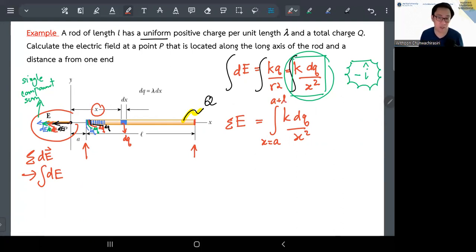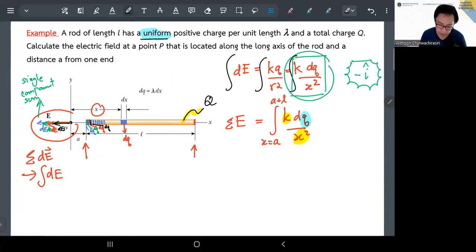The reason I say almost done is because you cannot do much right now, because the function that you want to integrate is k over x squared, but the variable that you have in here is q. They are not the same. When you do the integral, the function of integration and the integrating variable must be the same. So how can you turn q into x, or turn x into q? And now the word uniform comes into play. All right, now almost done, guys.